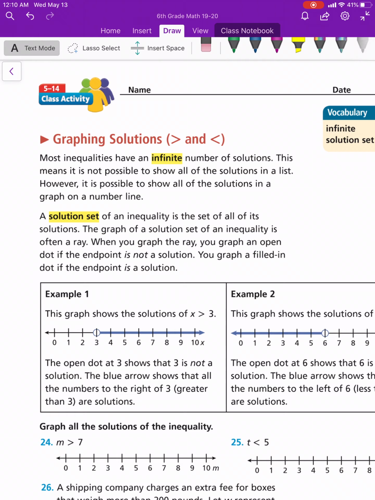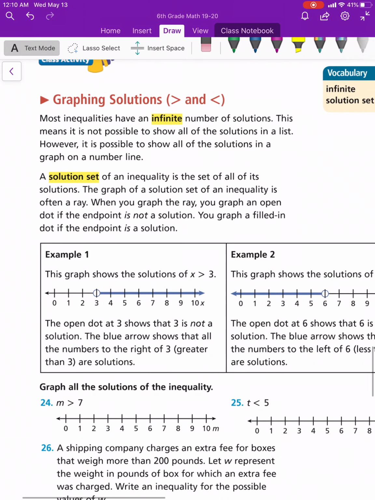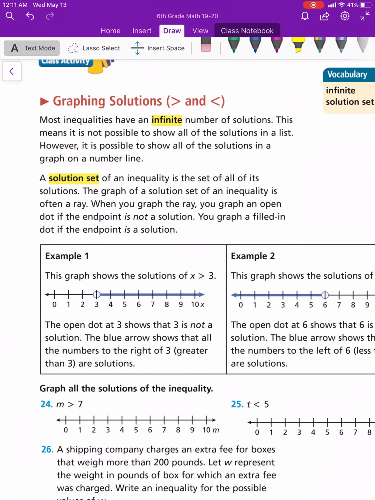So we're going to go through the last half of lesson 14. This is graphing, and it can be tricky. So I need you to rewatch this video as many times as you need to let it sink in, because this is tough. So we're going to talk about the infinite.